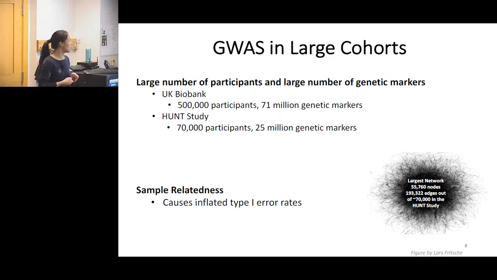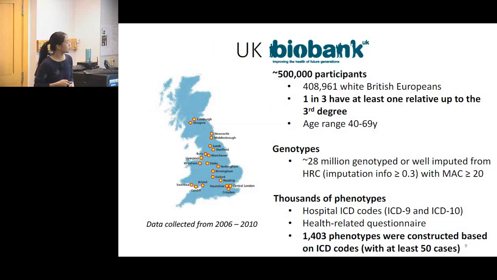So we have to account for this sample relatedness, since if we treat each participant independently, inflated type 1 error rates can be caused. So here are more details for the UK Biobank. As we see, 1 in 3 of the 500,000 participants have at least one relative up to 3rd degree in the biobank. And here we filtered out some poorly imputed variants, and we have 28 million well genotyped or imputed variants for us to test.